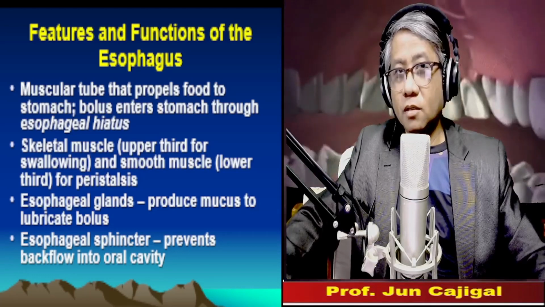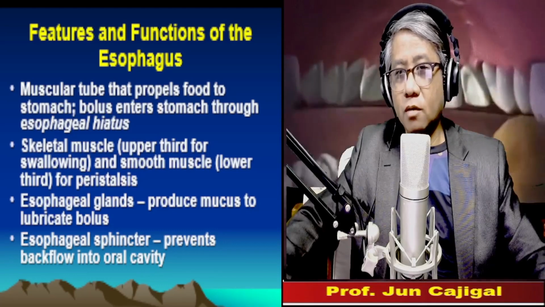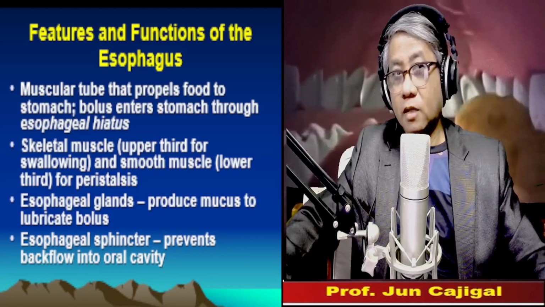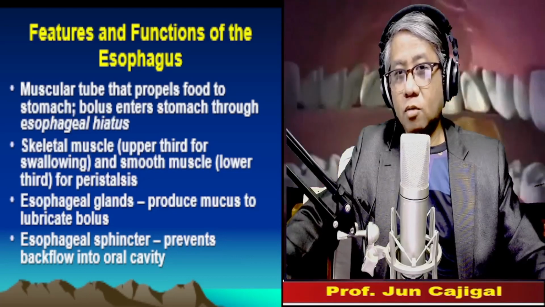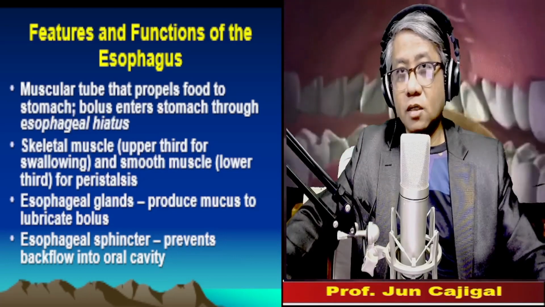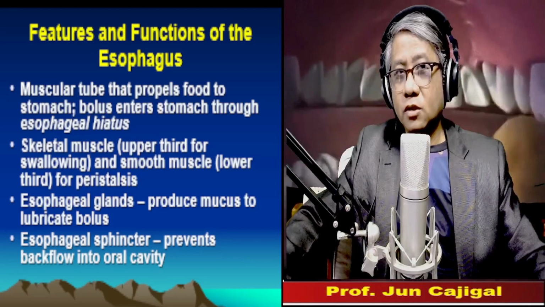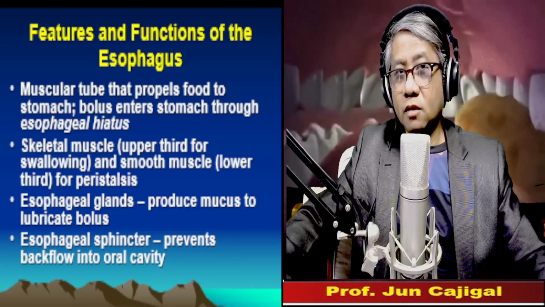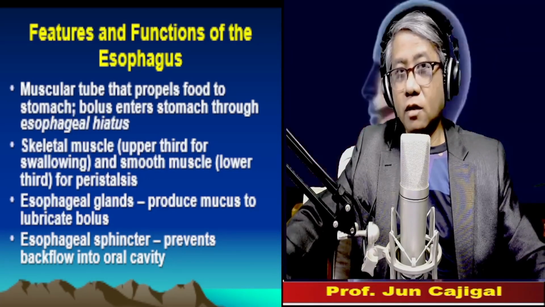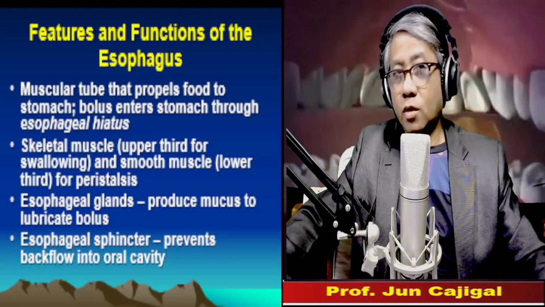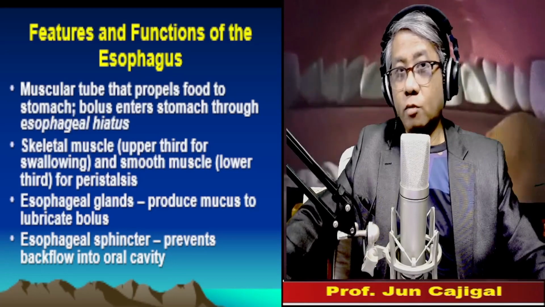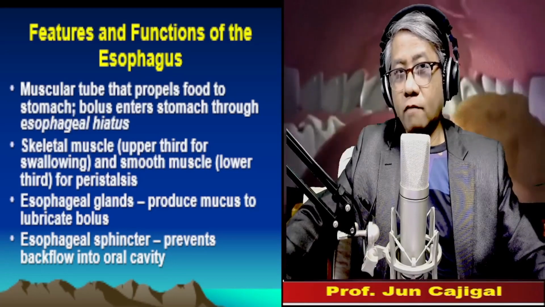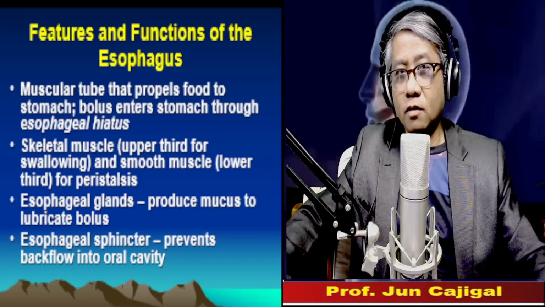Now, in anatomy, the sphincter is actually a ring of muscle surrounding an opening. And this ring of muscle opens and closes an opening, such as the esophagus. So there are two sphincters in the esophagus. We have the esophageal sphincter, which is surrounded by rings of muscle to open and close, and this opening and closing prevents the backflow of food into the oral cavity.